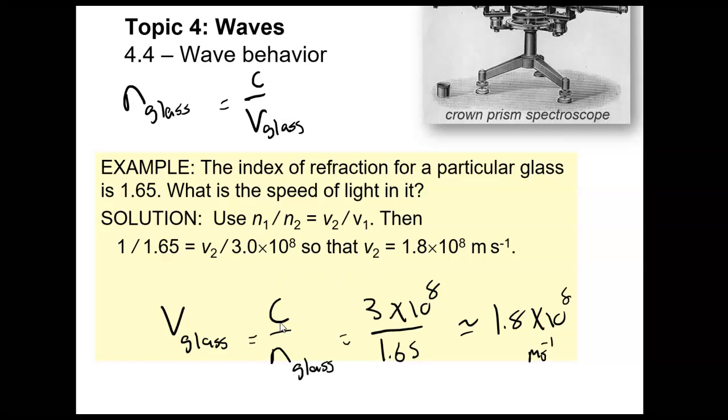Keep in mind that c is a constant that's given to you in the data booklet. So just a real basic example with the definition of index of refraction.